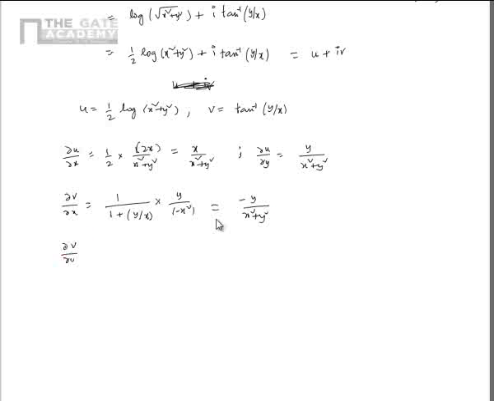Similarly, ∂v/∂y is basically 1 by (1 plus (y by x) whole square), this is whole square, don't forget that. With respect to y it is constant, so into 1 by x. So this will come out to be x by x square plus y square.